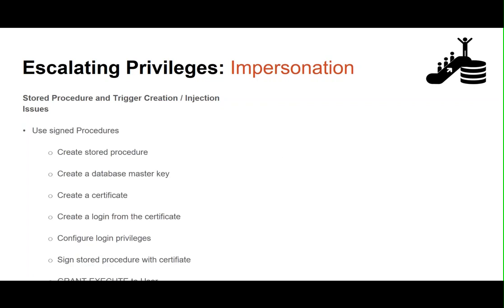This is really my favorite. A lot of people are now starting to use signed procedures. And so in my opinion, I think these are the more secure option for allowing users to execute specific functionality in an elevated context. So the process works: you create your procedure, you create a database key, create a cert from the key, create a login from the cert, and then you assign, in theory, only the privileges you need to that login, and then you sign the stored procedure with the cert, and then you can then grant execute on that stored procedure to even the public role.